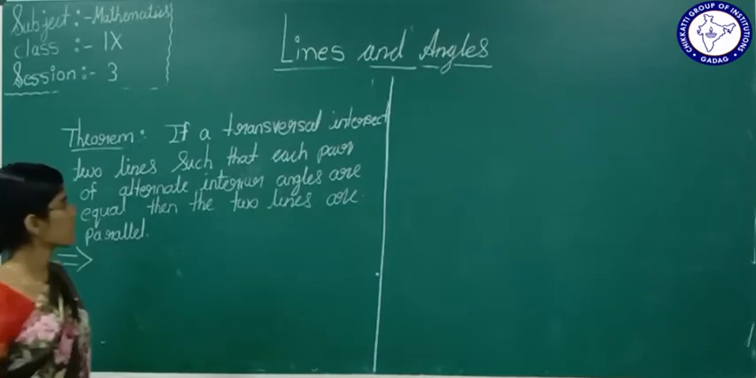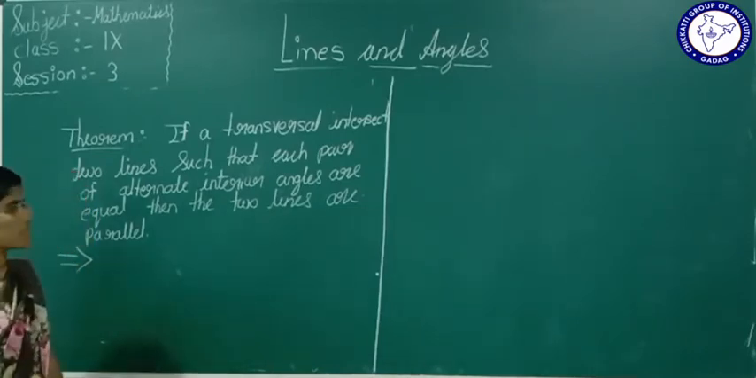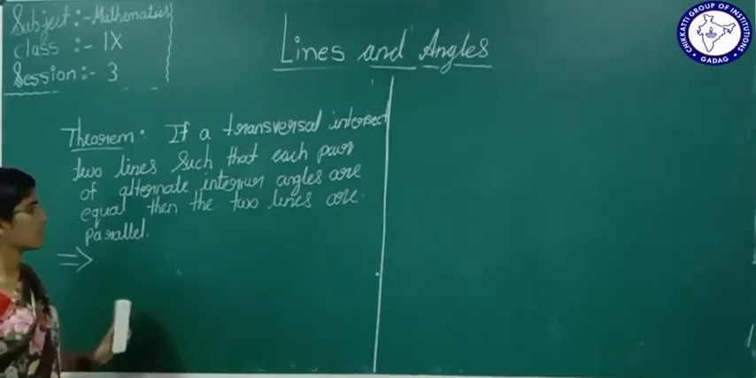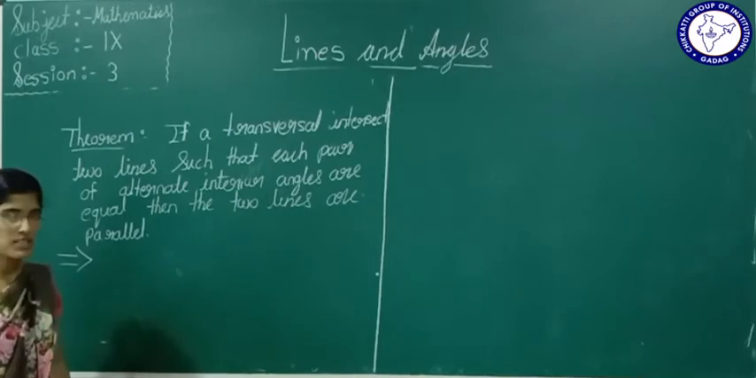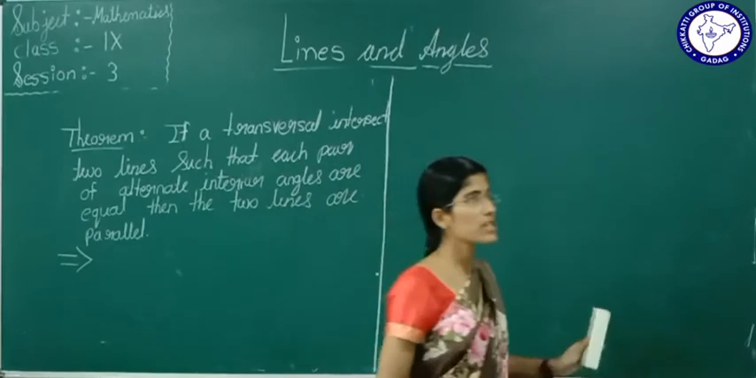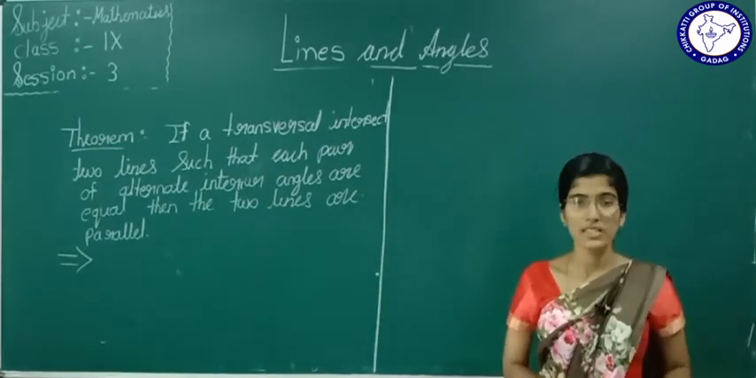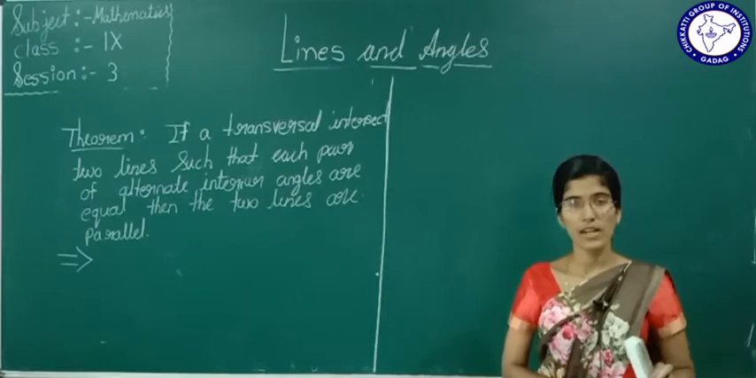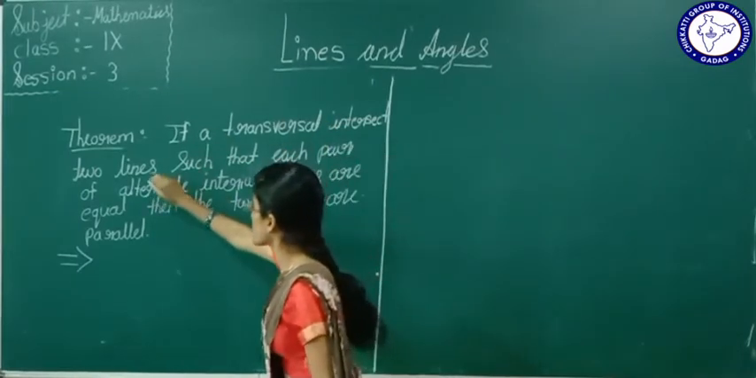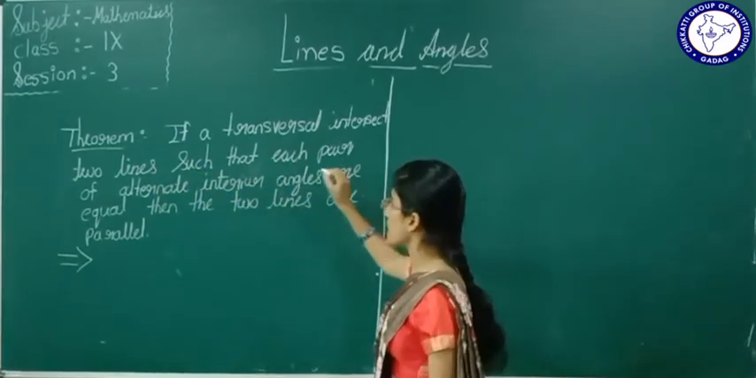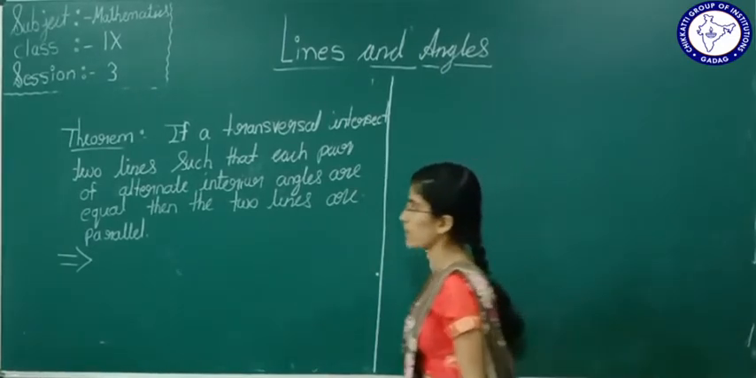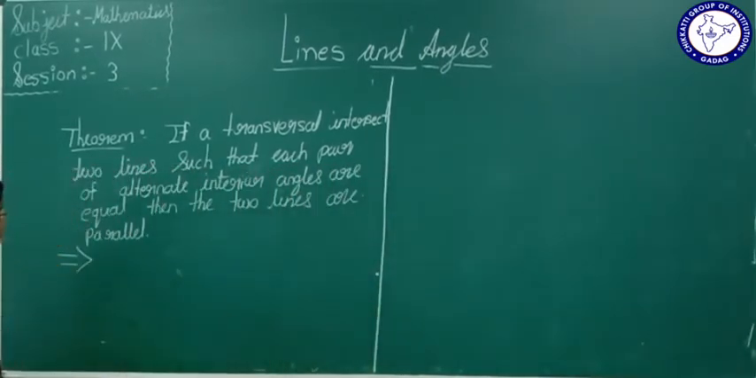If a transversal intersects two lines such that each pair of alternate interior angles are equal, then the two lines are parallel. It is just the opposite. What we have done just now: if a transversal intersects two parallel lines, then each pair of alternate interior angles are equal. Here just the reverse. If a transversal intersects two lines such that each pair of alternate interior angles are equal, then the two lines are parallel. So we will see the proof for this.